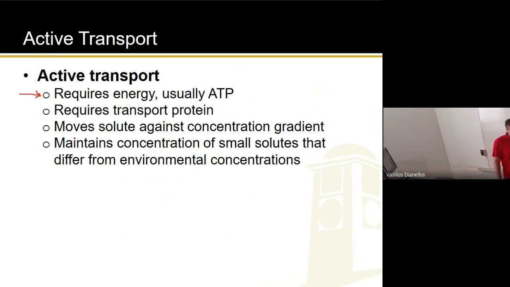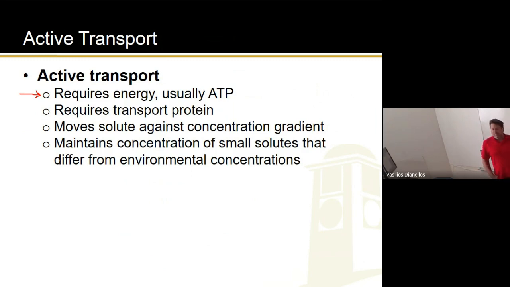Active transport also requires a transport protein. Might or might not ask you that. So remember, with diffusion, sometimes you can come directly across the membrane. Sometimes it also needed a transport protein, in which case it was facilitated diffusion. But in active transport, it always requires the transport protein.